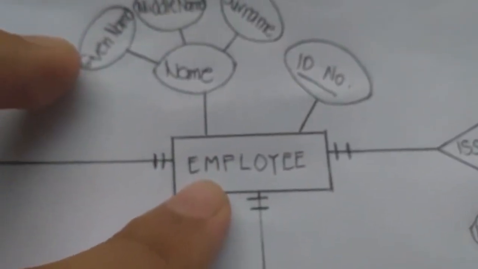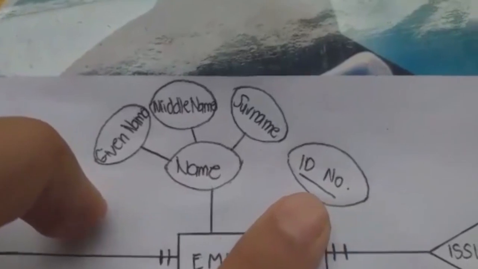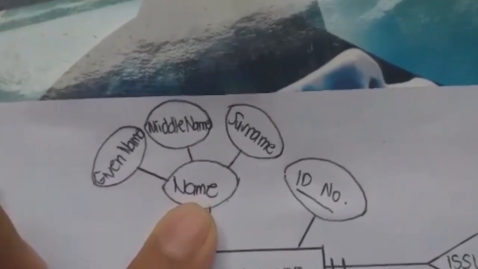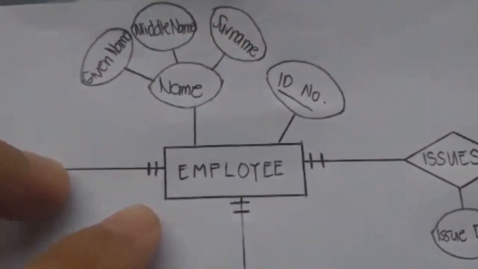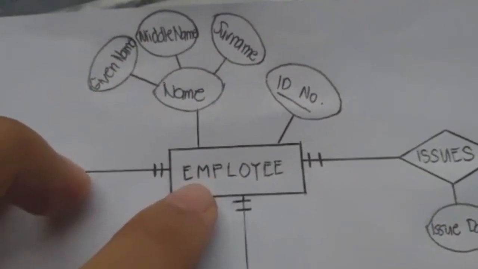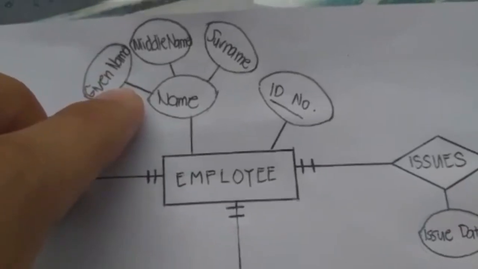Now, the entity employee has attributes which are the name and the ID number. As we can see, the ID number has an underline, which means that it is our primary key. Now, we all know that the name has attributes. When we write it on paper, we first write our given name, middle name, and the surname. That means that the name has attributes: given name, middle name, and surname. That is the first entity in the attribute relationship.